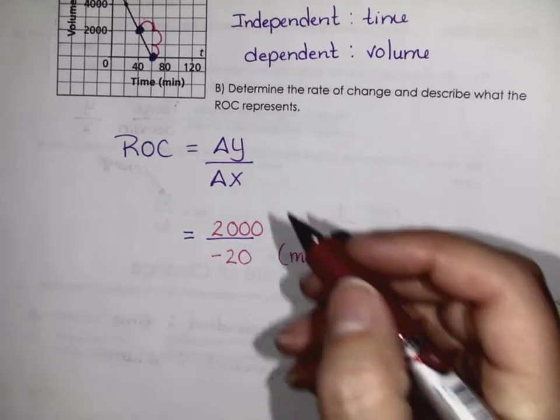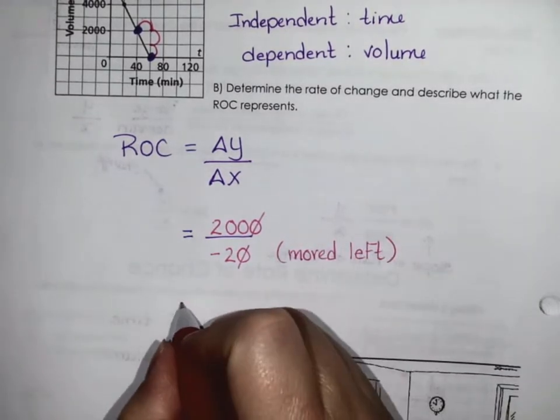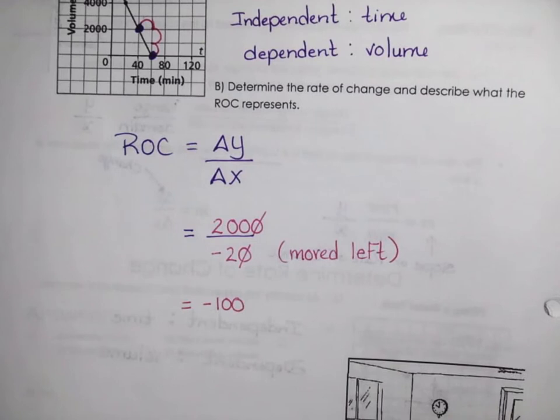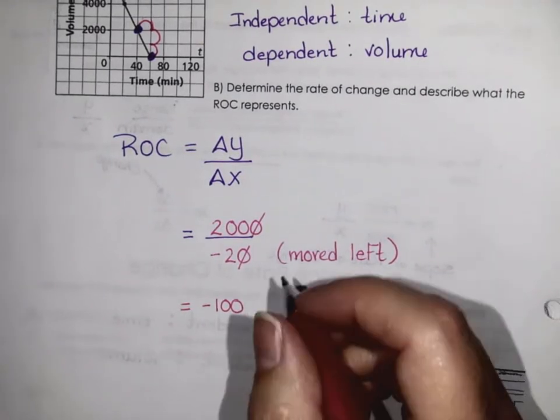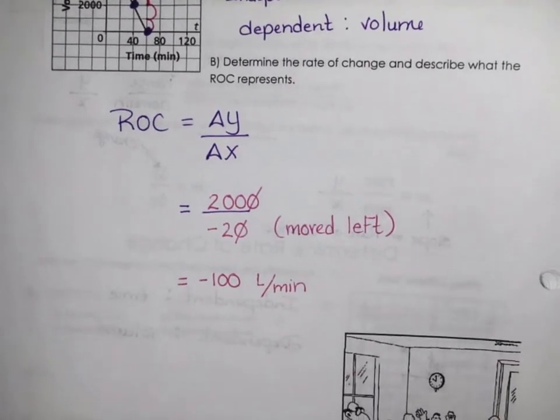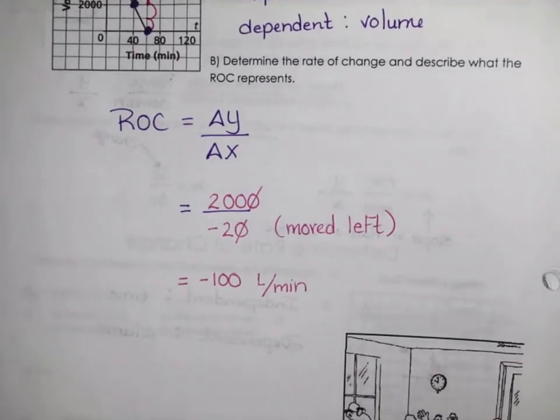Okay, so those zeros cancel each other out. Negative 100. And then what are my units of measure? Liters per minute. So what does that mean? What's happening every minute? Am I filling up the tank? It's losing. I'm draining the tank, right? Like I'm taking stuff out. So every minute, I'm taking 100 liters out of the tank.